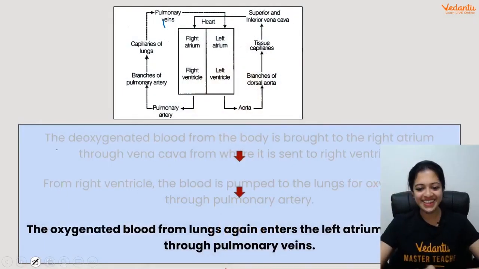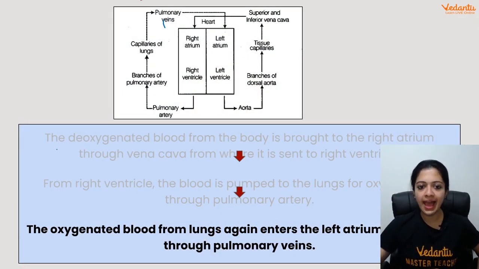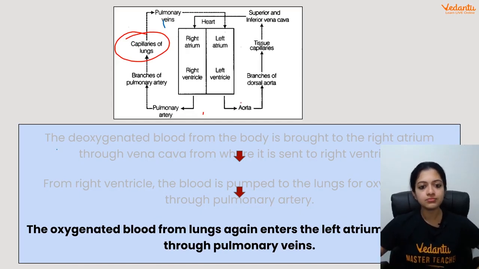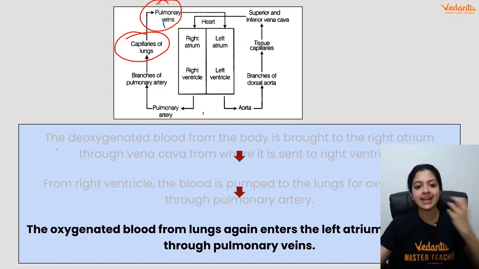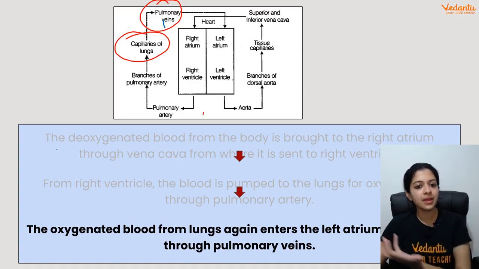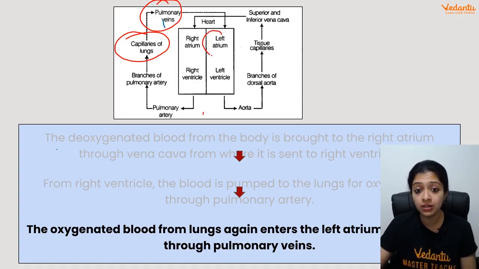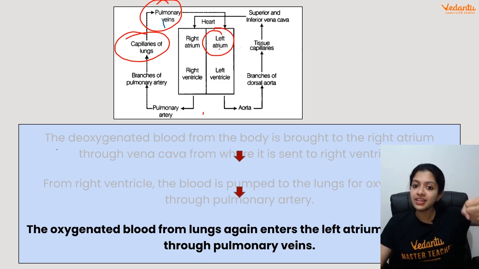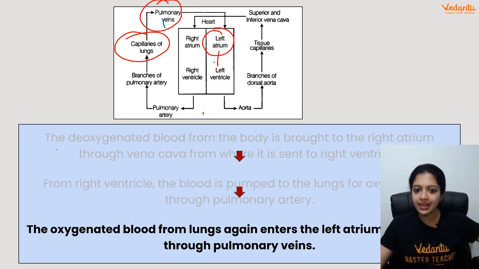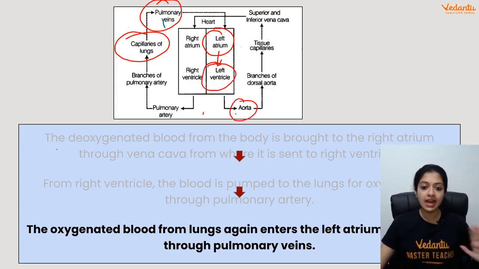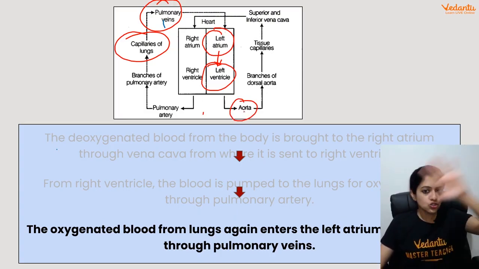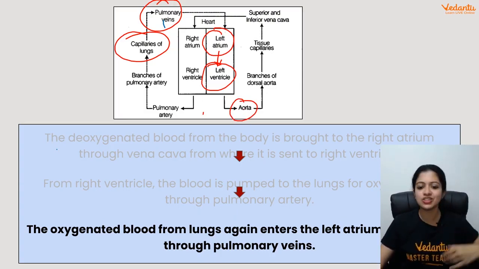Yes. All right, so now we have the capillaries of your lungs, which have oxygenated the blood. And the pulmonary veins are carrying that oxygenated blood and pumping it back into the left atrium. And when the atria contract, from there it moves down to the left ventricle. And when the ventricles contract, the aorta, which is the biggest artery of the human body, carries it to the rest of your body. And the cycle just continues.